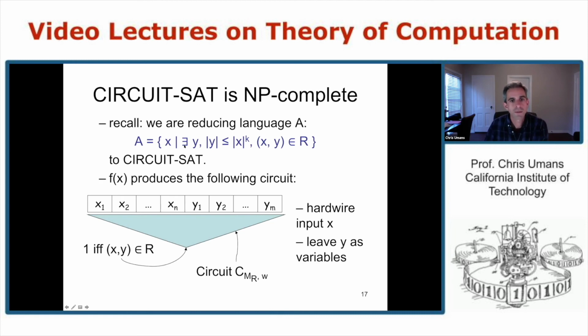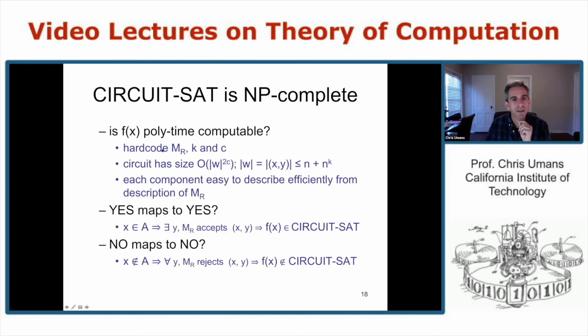If and only if there exists a Y such that XY is a member of R, which is equivalent to X being in the language A. So this circuit, once we've hardwired X, has a satisfying truth assignment if and only if X was in the language A, which is exactly what a reduction is supposed to do. So that's maybe the picture to look at, and then we'll just say it in words on the next slide.